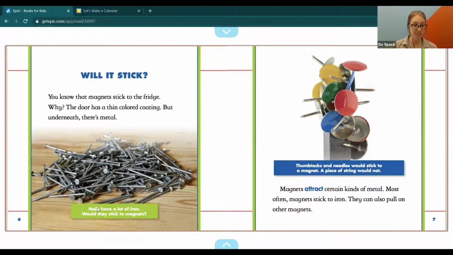So right down here it says nails have a lot of iron. Would they stick to a magnet? What do you think? Yeah, if nails are made up of a lot of iron, then they would stick to a magnet. And up here you can see thumbtacks and needles would stick to magnets. And a piece of string would not, because it's not metal.